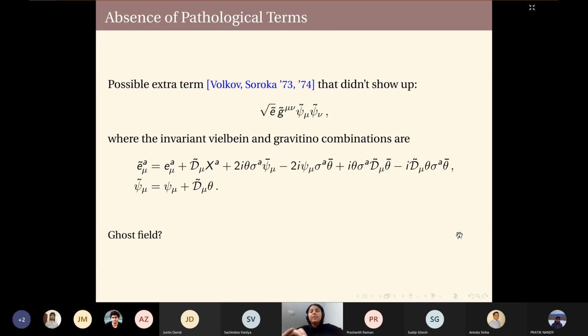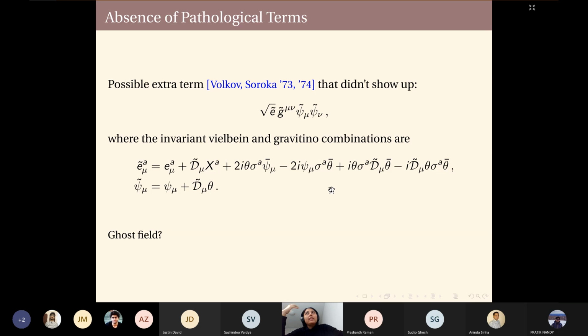For example, in principle, a de-Sitter action is not necessarily unique, because there are some terms like this one, which is given by Volkov and Soroka, which can also sit in the action. They satisfy all those invariance requirements that we need, nonlinear supersymmetry, and minimally, it's not coupling to any scalar fields or matter. But these terms do not arise in any of the three actions that I have described. And so we believe that these fields might be ghost fields, which is why they are not showing up.